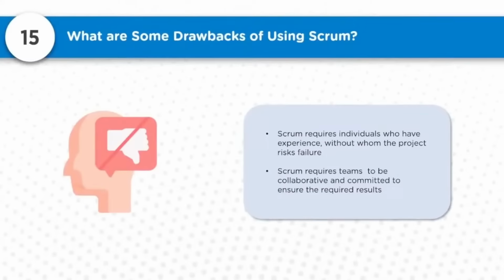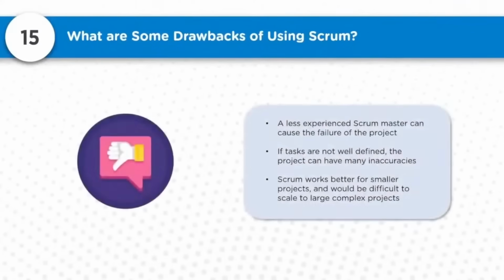So Scrum requires teams to be collaborative and committed to ensure the required results. They should work together, and also they should collaborate with customers and stakeholders. A less experienced Scrum Master can cause the failure of the project. So be careful. The Scrum Master is the facilitator. We should understand this. They enable the Scrum teams, and ensure Scrum teams go the way we need them to work. If the Scrum Master doesn't understand this dynamics, does not have the clarity on this, obviously he or she cannot enable the team to become that.